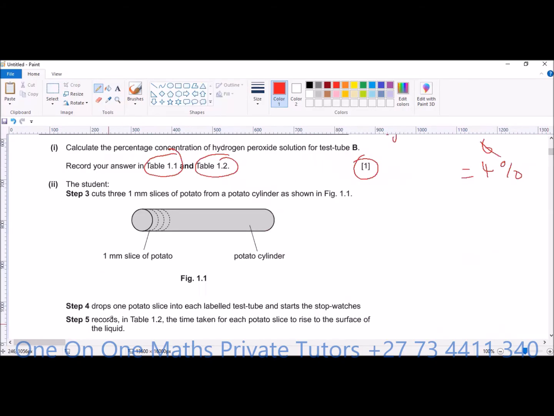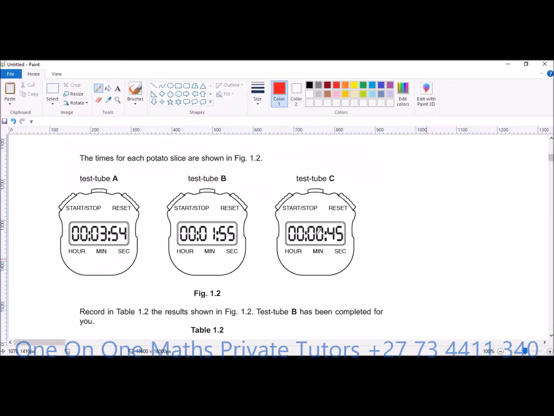Let's see what next instruction. Step 5 records in table 1.2 the time taken for each potato slice to rise to the surface of the liquid. All right. The times for each potato slice are shown. Okay, test tube A as this, test tube B as this time. Now, this is a bit of physics application. Can you read time? All right, can you read time? Record in table 1.2 the results shown in figure 1.2.